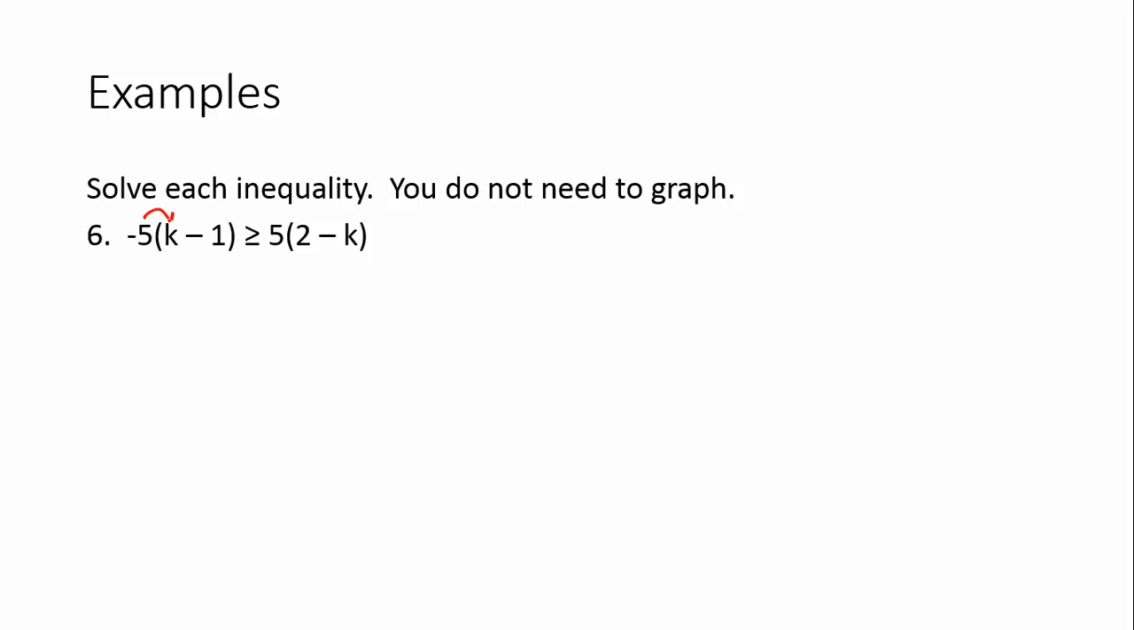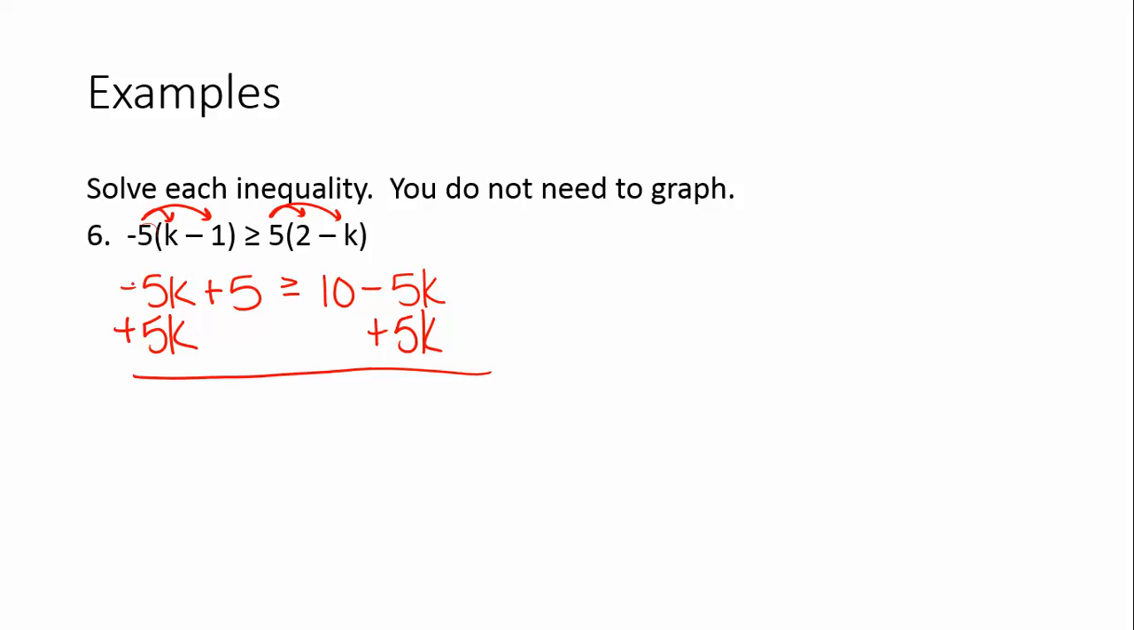So first we need to distribute on both sides. This is negative 5k plus 5. Remember, it's a negative 5 times a negative 1 greater than or equal to 10 minus 5k. And some of you may recognize this right away. When you have the same variable with the same sign on each side, they're going to end up eliminating. If I add 5k over to the other side, it eliminates here and leaves me with 5. It eliminates here and leaves me with 10.